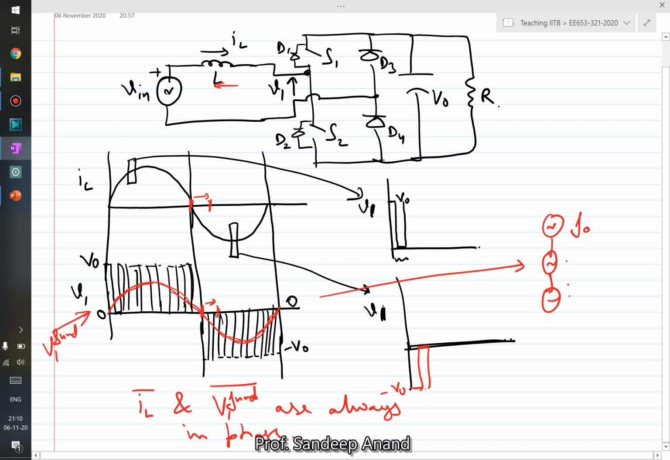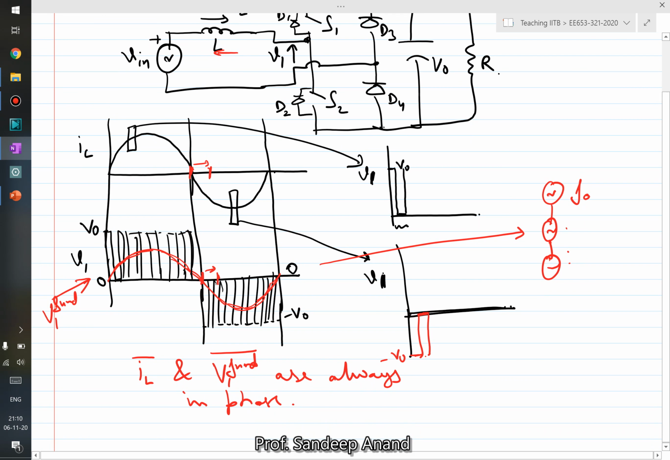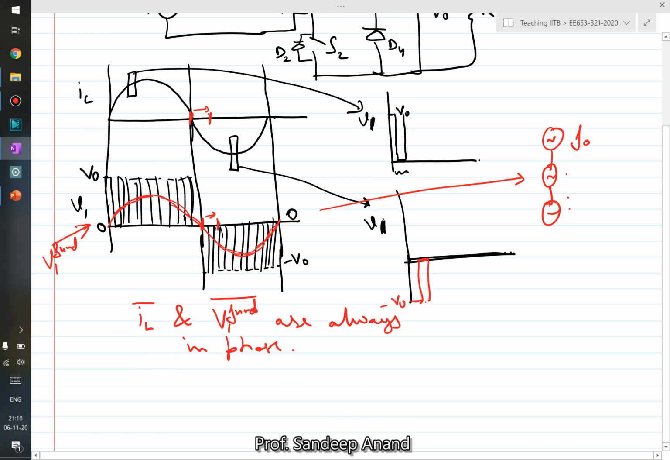What does it imply? It implies that your power will always be flowing from the left side to the right side. Why? Because if you multiply the fundamental voltage with the fundamental current, it will always be positive. So that means power flow will always be from left to right.